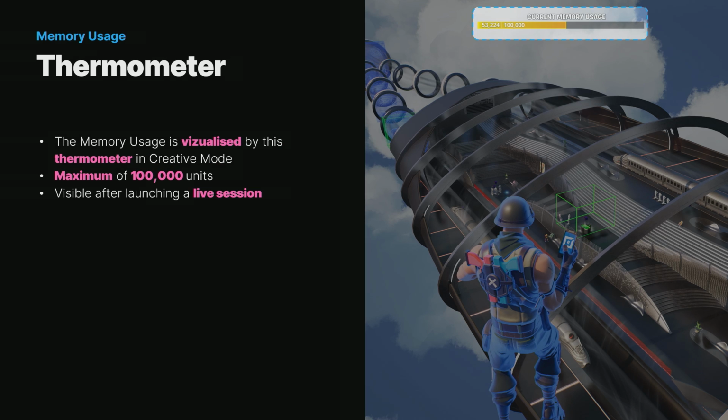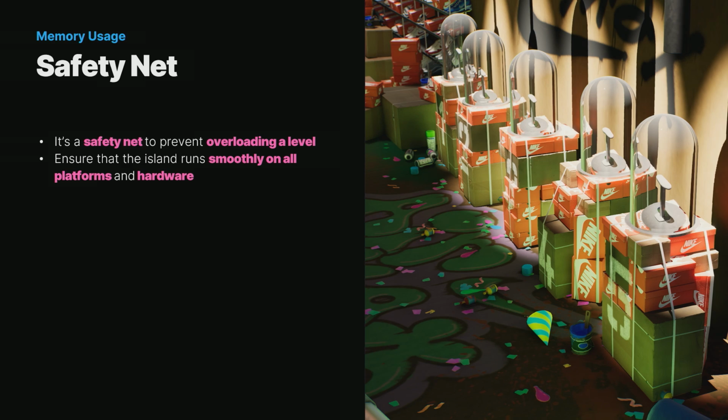The memory usage is visualized by this thermometer in creative mode, and the thermometer is limited to a maximum of 100,000 units. Just like the project size, it's only visible after launching a live session. And in simple words, the thermometer is a safety net to prevent overloading a level with too many assets. By limiting the amount of assets, it ensures that the island runs smoothly on all supported platforms and hardware when published in Fortnite. So the memory usage in the thermometer has nothing to do with performances. It just makes sure you're not crashing a Switch when launching Fortnite on it.